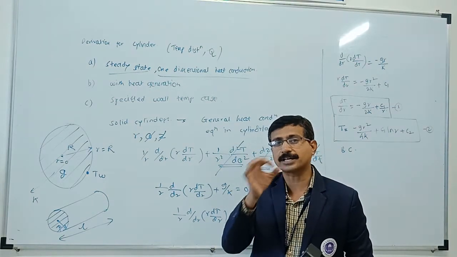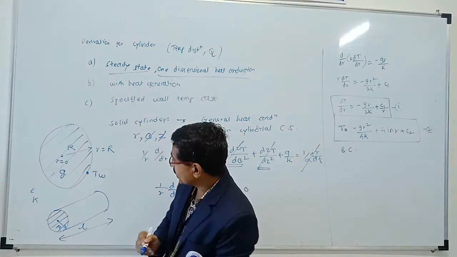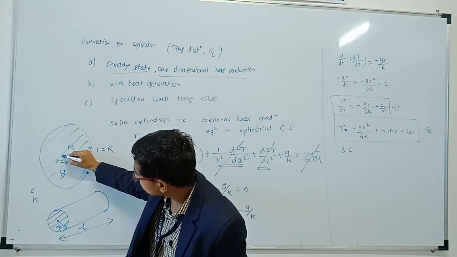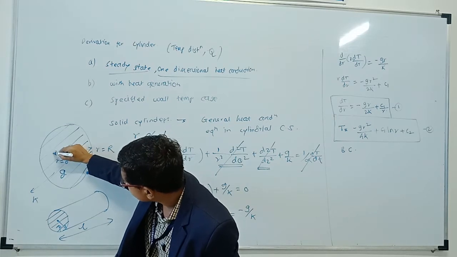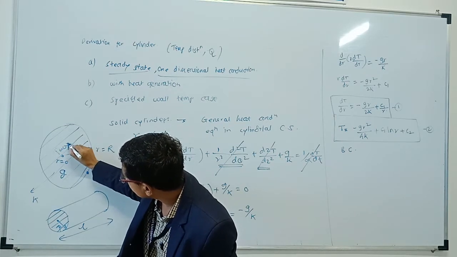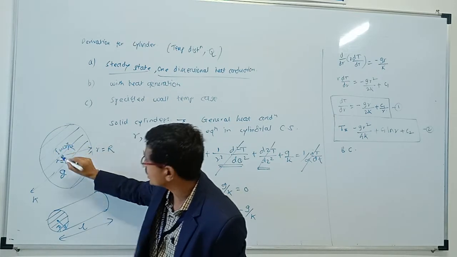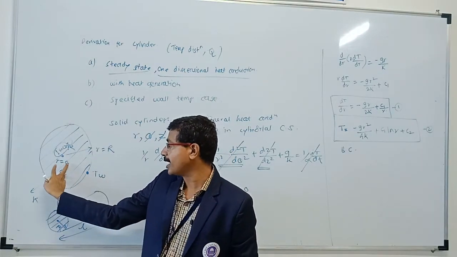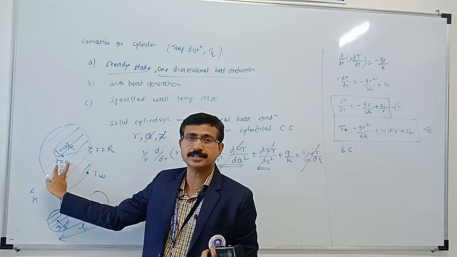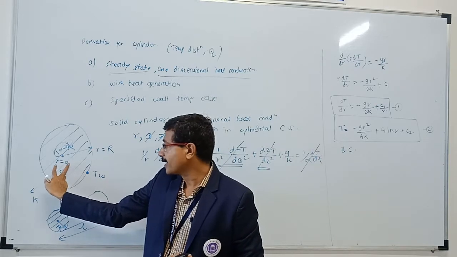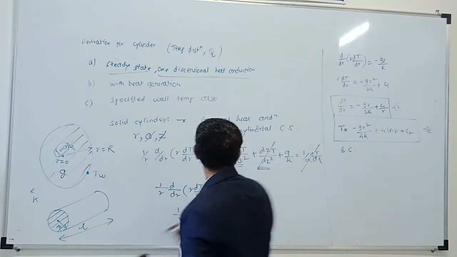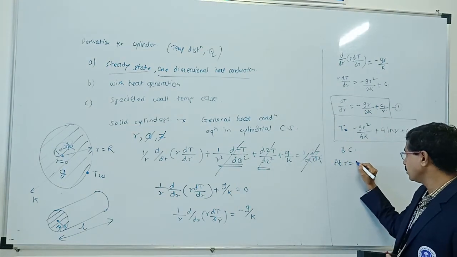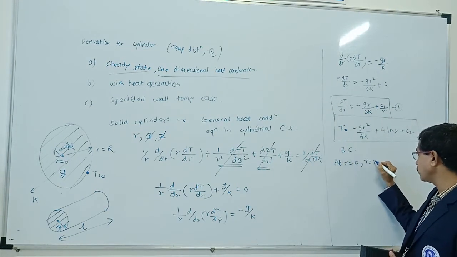Core means center part. So this point is the center of the rod. This is the center of the cylinder where you will get T maximum. So what should I write? Center is given by r is equal to, what is the radius at center? r is equal to 0. So at r is equal to 0, T is T max.